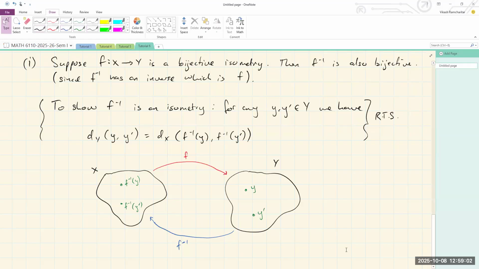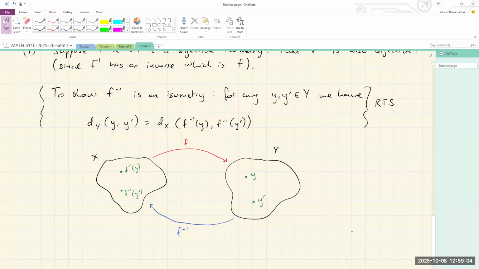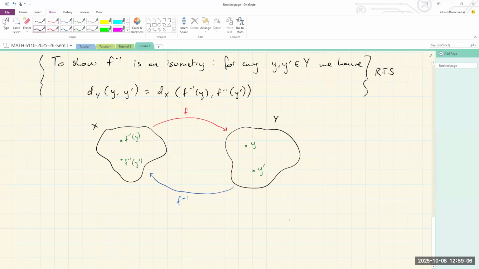Okay, so how to do that? Very simple. The hard part of these proofs is to just keep track of where these points are, because we're going to be jumping back and forth between the metric space X and Y. I'm going to be moving back and forth. So you just need to keep track of which metric space you're in.